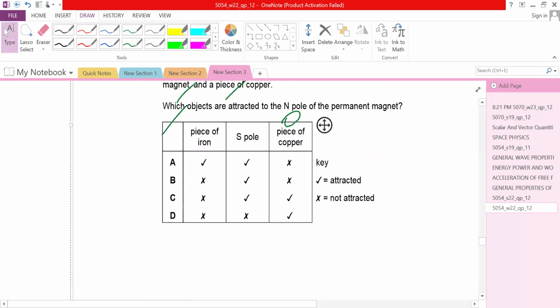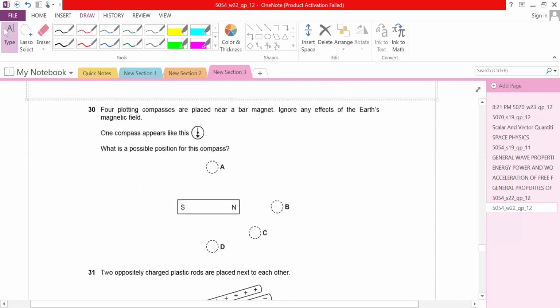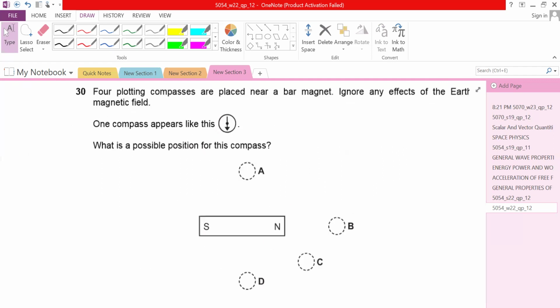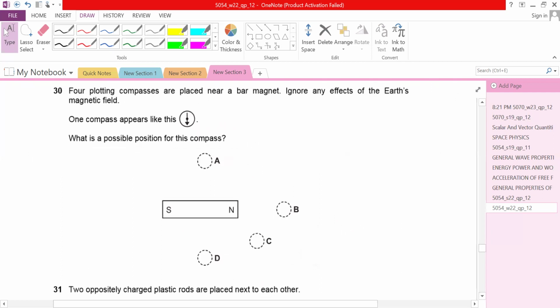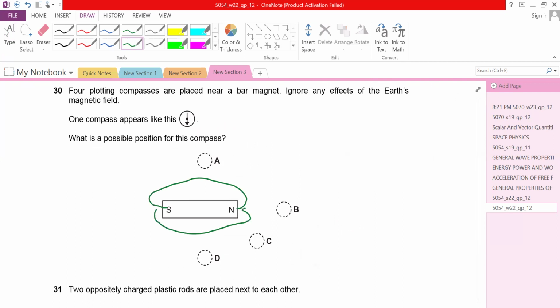Question number 30. Four plotting compasses are placed near a bar magnet. Ignore any effect of the Earth's magnetic field. One compass appears like this. What is the possible position of the compass? Usually you know that the magnetic field moves from north to south like this. So according to this, option A is incorrect, D is incorrect, B is incorrect. So the correct option is option C.